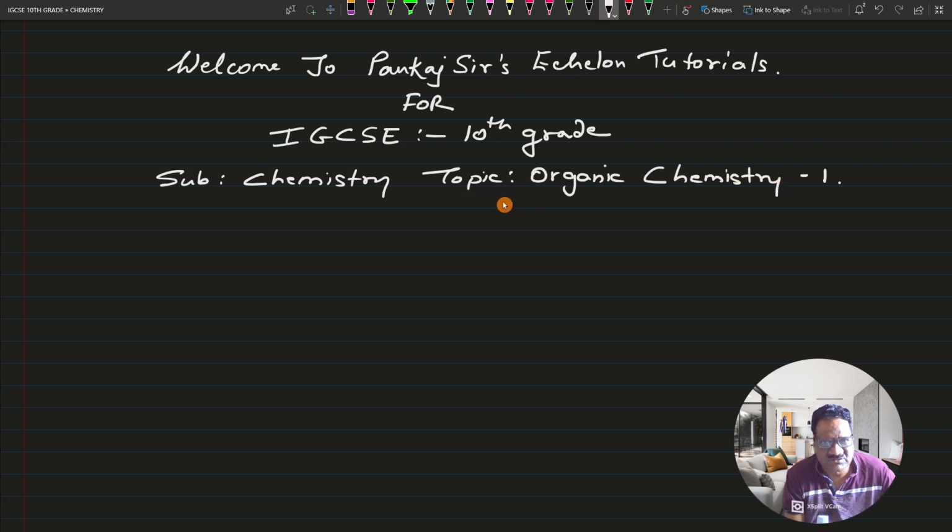Now this happens to be chapter number 12, I suppose, from the 4th edition book. This particular topic, organic chemistry 1, will be followed by organic chemistry 2 as well. So in organic chemistry, what all things are we going to study, that we are going to discuss first and get started with.